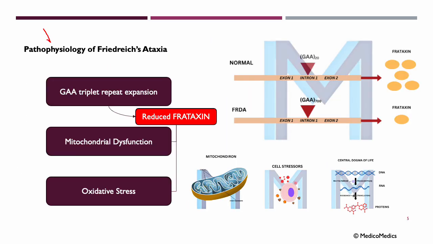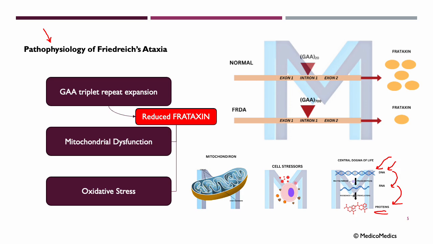Now let's dive deeper into the pathophysiology of Friedreich's ataxia. If you remember from the previous slide, we talked about the process from DNA to messenger RNA, from messenger RNA to proteins. And we said that DNA contains genes, and these genes contain the instructions for the synthesis of specific types of proteins. In the case of frataxin, we have the FXN gene, and it contains instructions for the frataxin protein.